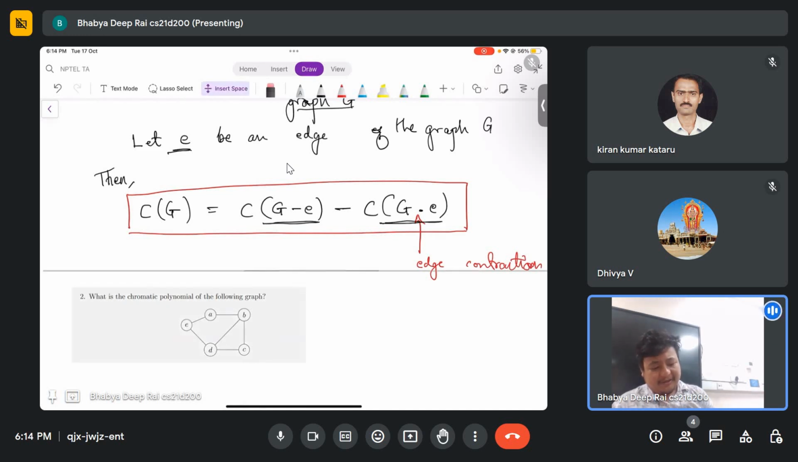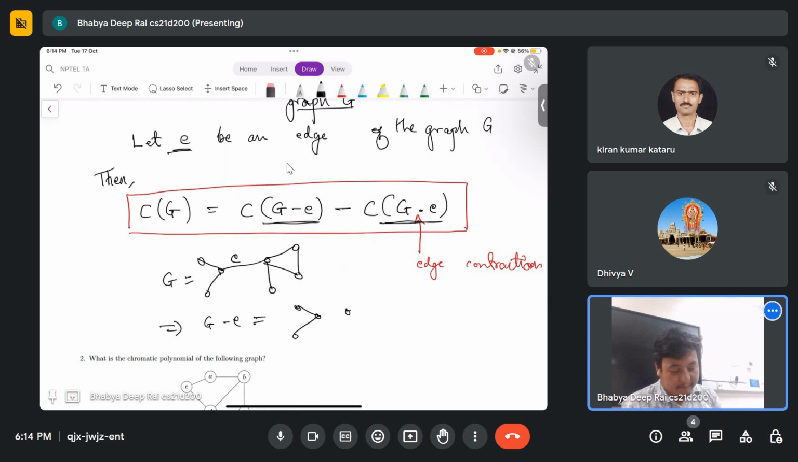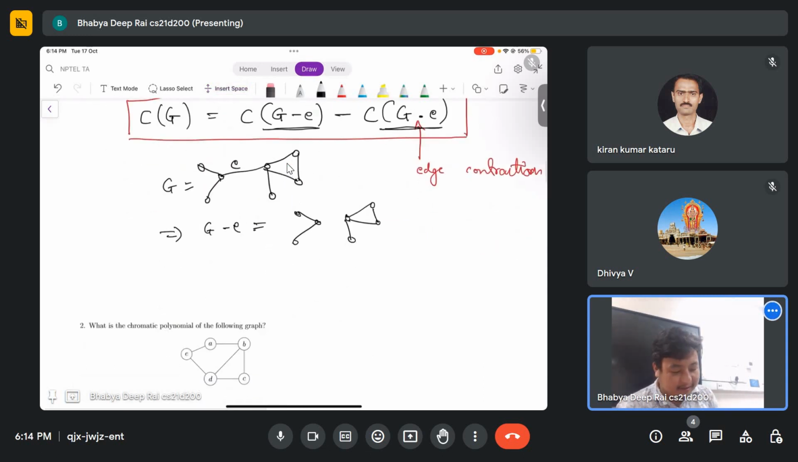So what is meant by edge contraction? So if G is the following, okay, let's say something like this, and this is E, then G minus E. What will G minus E look like? G minus E will look like the following. Okay, and what does G contract E look like?